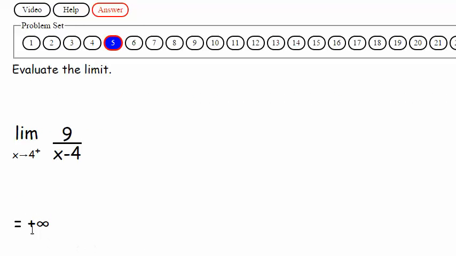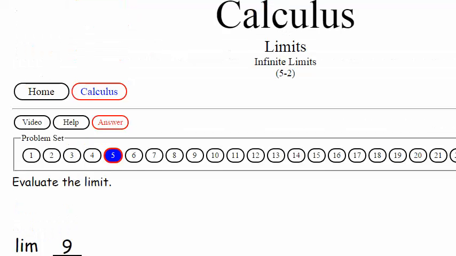Now I'm putting a plus sign out here in front of this, indicating it's positive infinity. I could leave this sign off, I guess, and just say infinity, but this tells us the direction, the behavior of the graph. Okay, enough said.